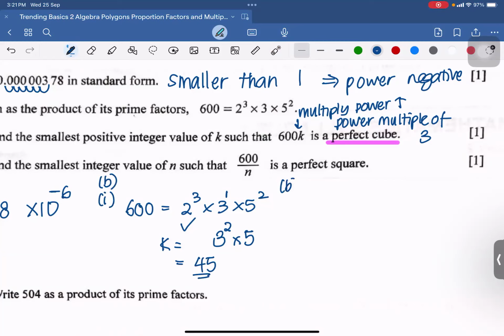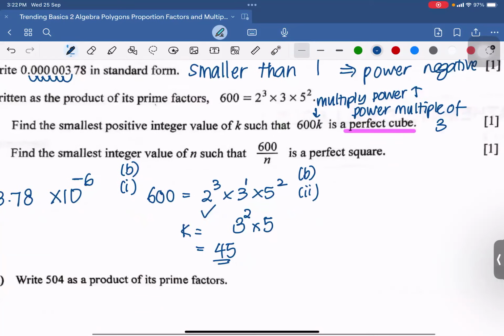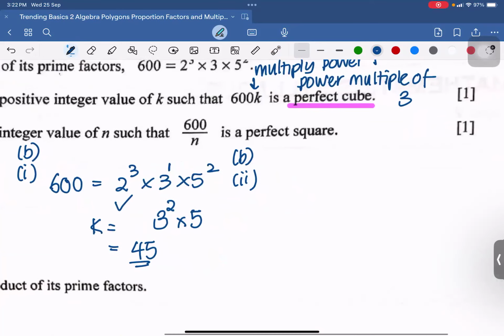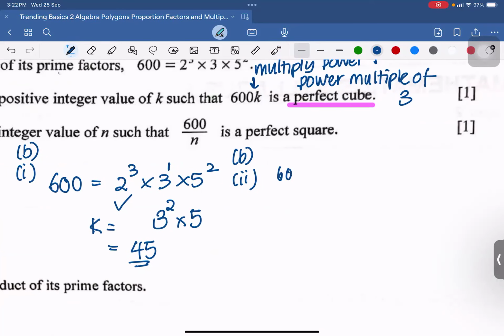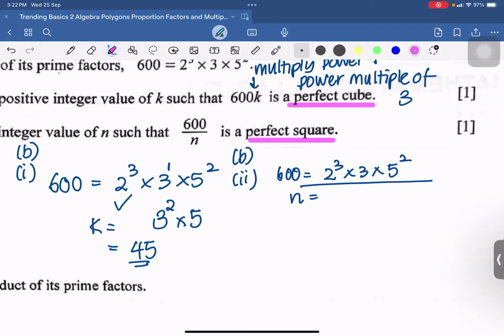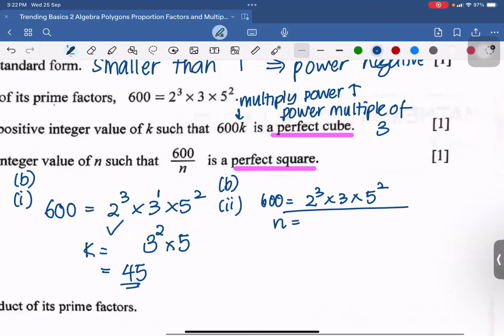Now B part 2. Notice they want the smallest integer value of n, such that I take 600, divide away something to make it a perfect square. Anyone talk to me, what is the meaning of perfect square? 2.